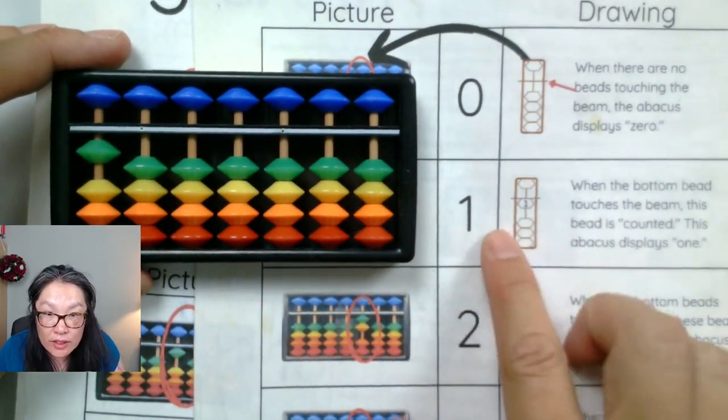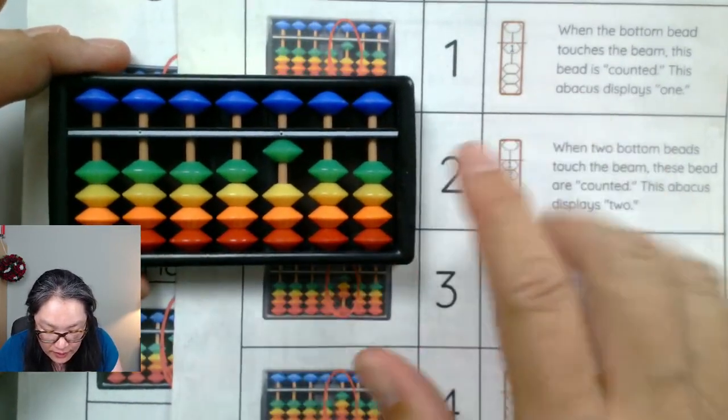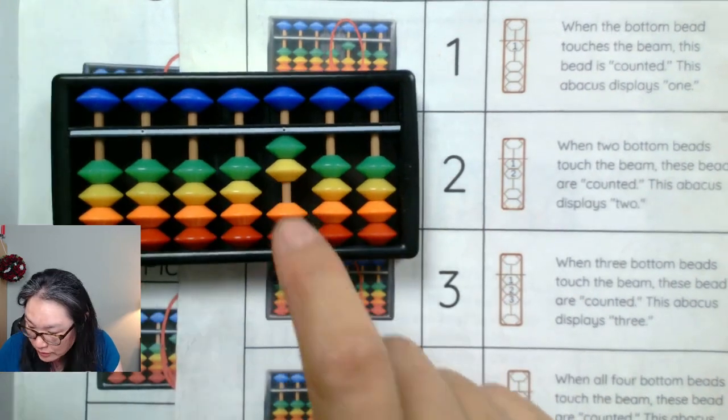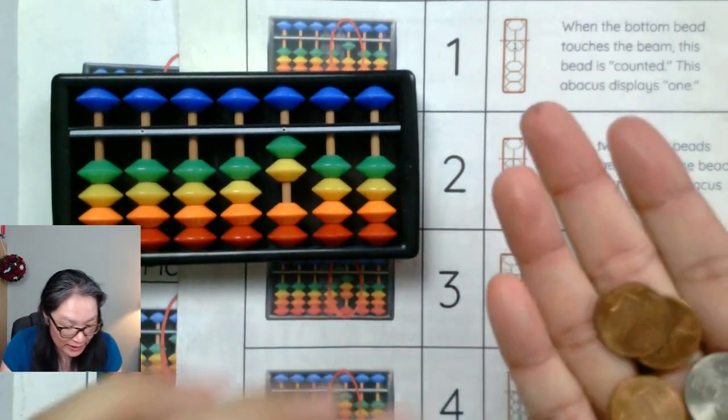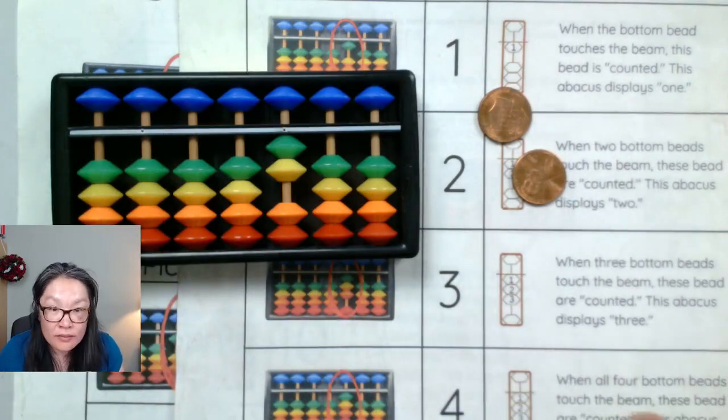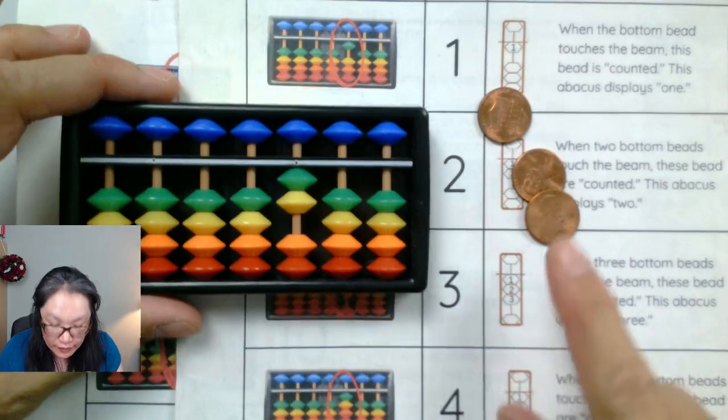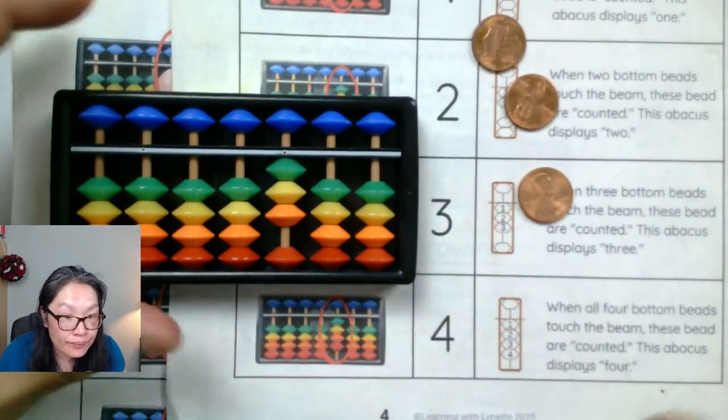We have 0. Then we have 1. This is 1. Then we have 2. Right? That's not 2. That's 2. If we correlate it with pennies, that's 2. And then we have 3. 3 looks like that.